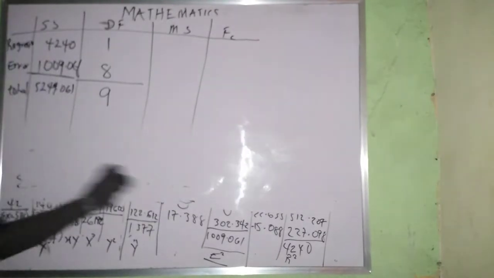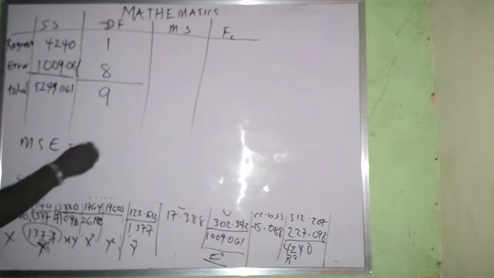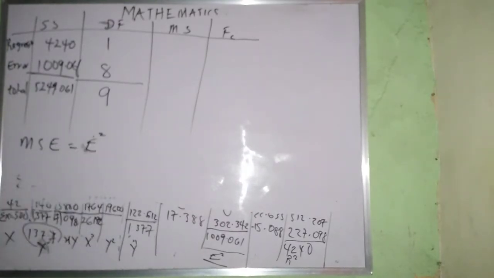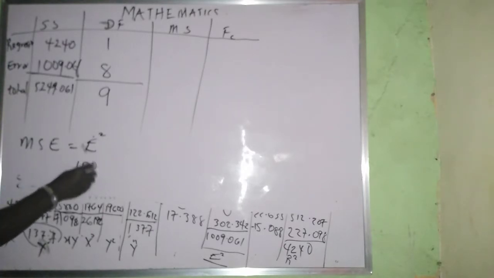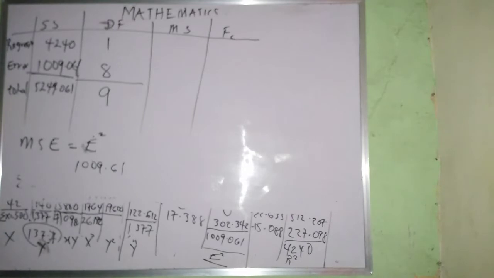Now, I will move on to my mean square. How do I find my MSE? It is the sum of squares of error, SSE, which is the error squared. My error squared is already given, which is 1109.61.